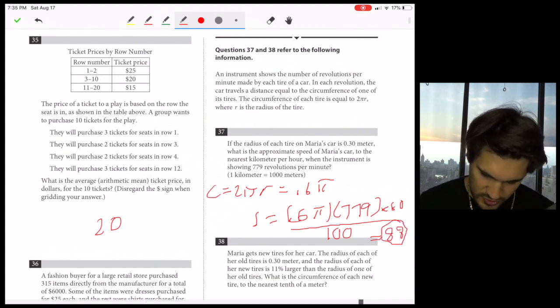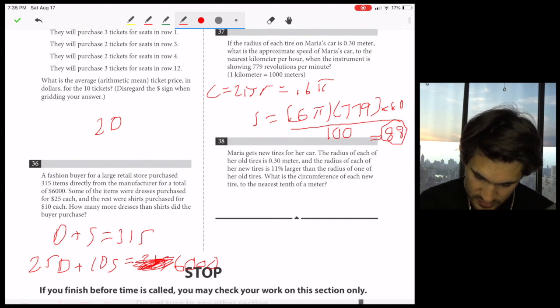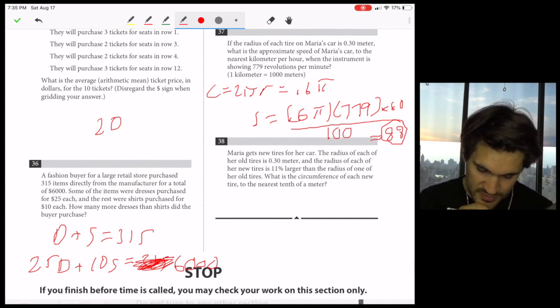Okay, and last question. She gets new tires. The radius of each of her old tires is 0.3 meters. The radius of each of the new tires is 11% larger than the radius of the old tires. What is the circumference of each new tire, in meters?